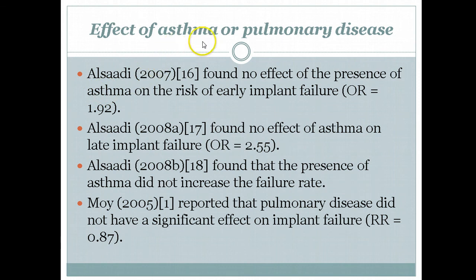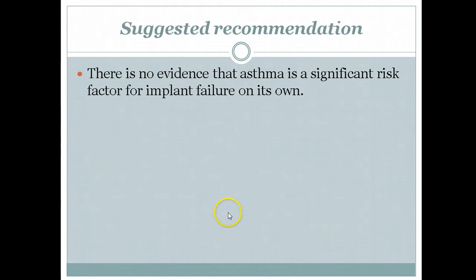Next, we're going to talk about asthma and pulmonary diseases. Al-Sadi also found no effect of the presence of asthma on the risk of early implant failure. In his 2008 study, he found no effect of asthma on late implant failure, so early or late. In 2008b, he found that the presence of asthma did not increase the failure rate. And Moy 2005 reported that pulmonary disease did not have a significant effect on implant failure. So based on that, as much as we could find, we can say that there is no evidence that asthma is a significant risk factor for implant failure on its own.